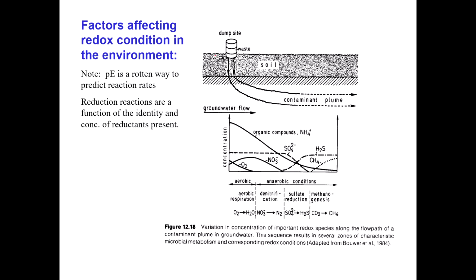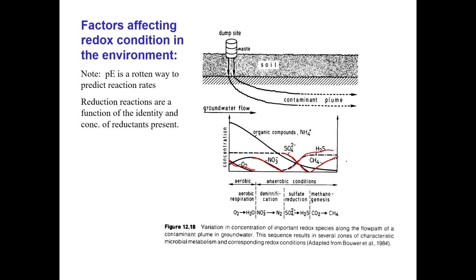So if you have a dump site where you have a waste plume coming out, and your groundwater is flowing this direction, so your contaminants are flowing that direction, the first thing to get consumed is the oxygen. The oxygen goes away really quickly. Then the next best electron acceptor is nitrate, so the nitrate gets consumed next. Then the best electron acceptor after the nitrate is gone is the sulfate, so that'll go away. And concomitantly, as the sulfate goes away, the sulfide appears. And then finally, when there are no other good electron acceptors around, bacteria will start to do methanogenesis.